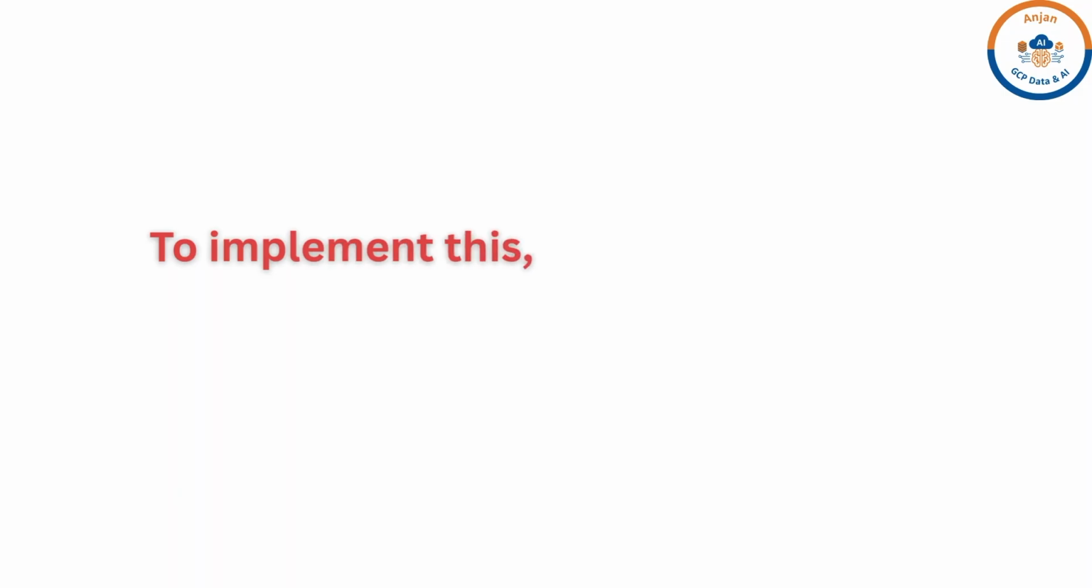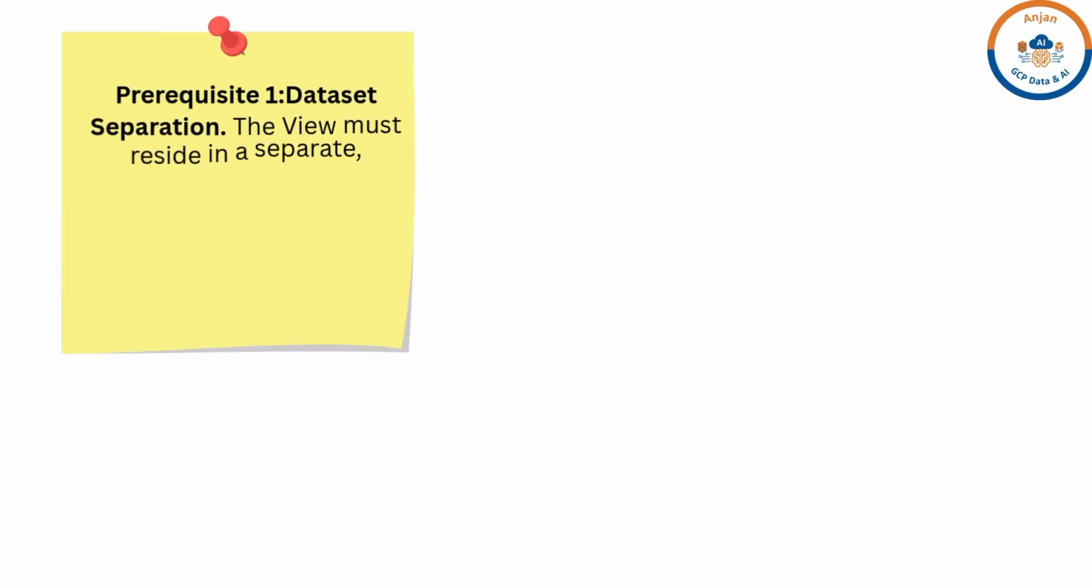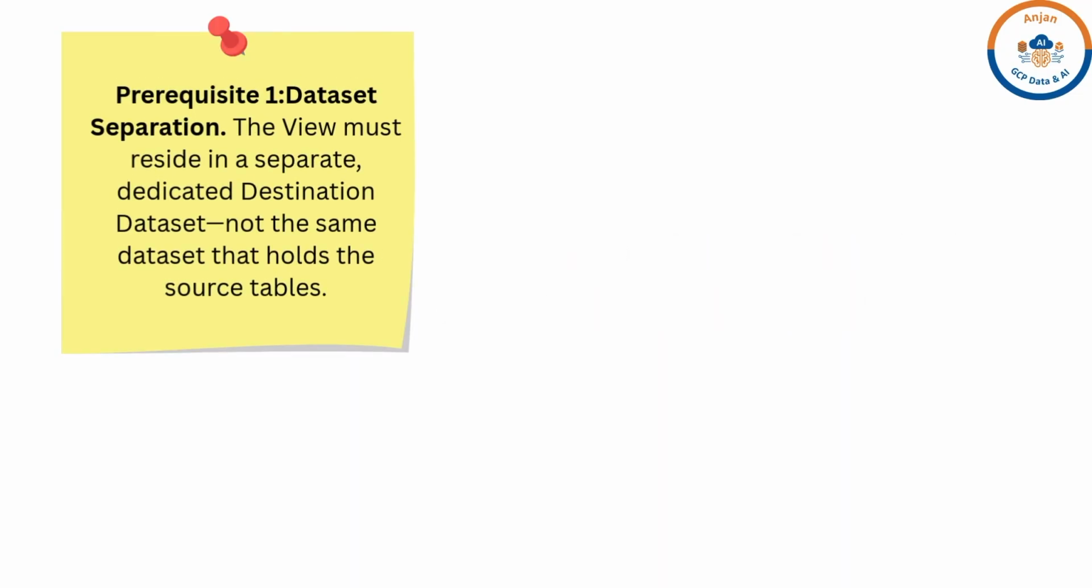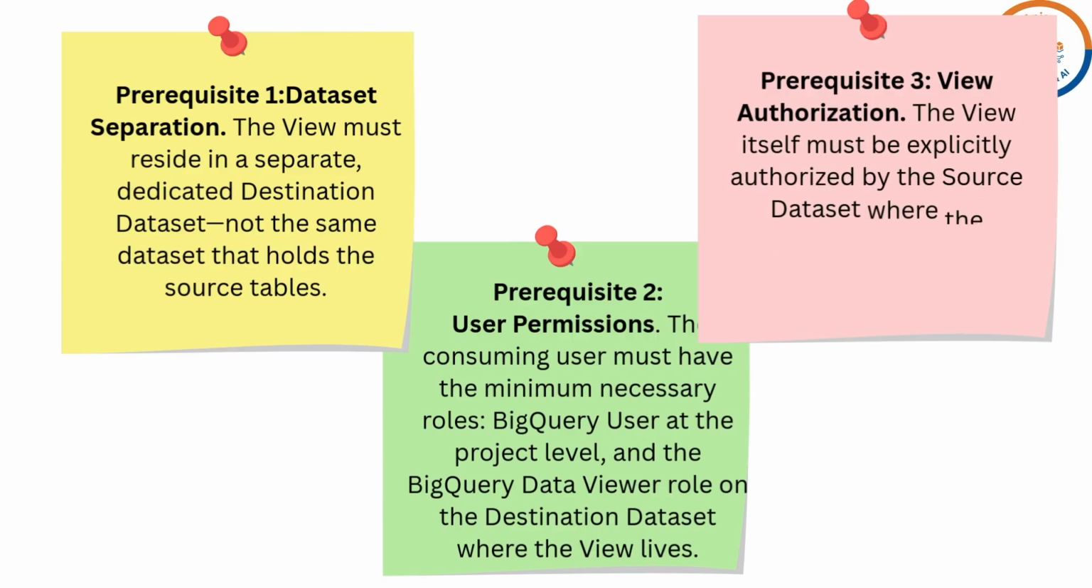To implement this, there are three strict prerequisites we must follow. Prerequisite 1. Dataset separation. The view must reside in a separate dedicated destination dataset, not the same dataset that holds the source tables. Prerequisite 2. User permissions. The consuming user must have the necessary roles, that is, BigQuery user at the project level and the BigQuery data viewer role on the destination dataset where the view lives. Prerequisite 3. View authorization. The view itself must be explicitly authorized by the source dataset where the underlying tables reside.